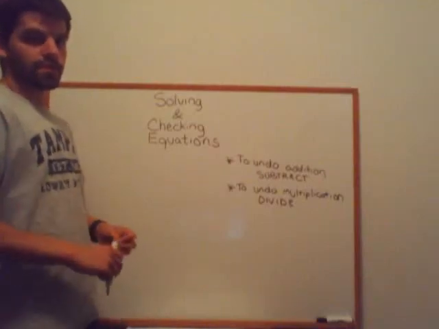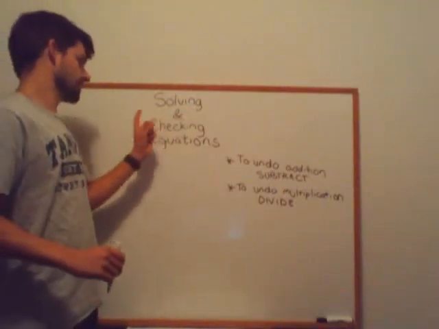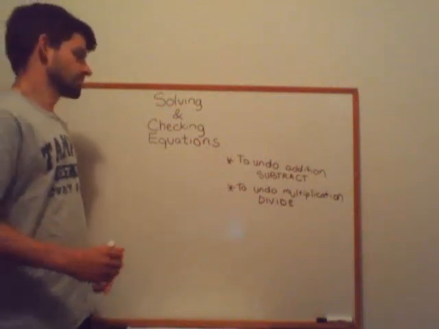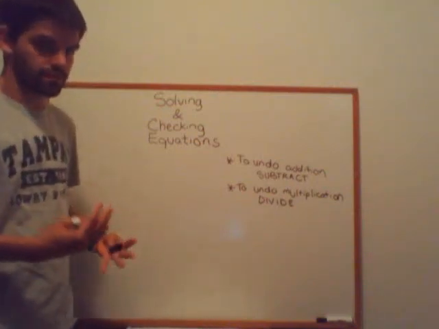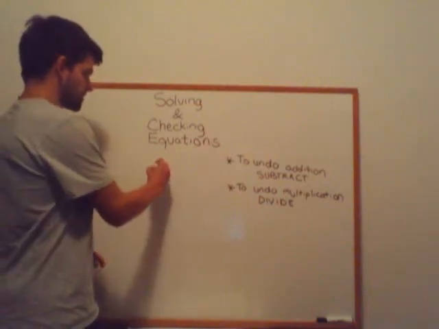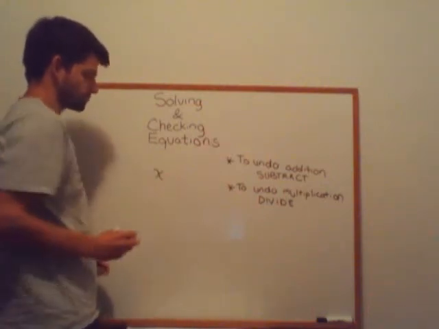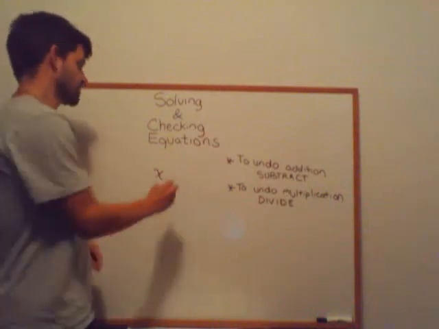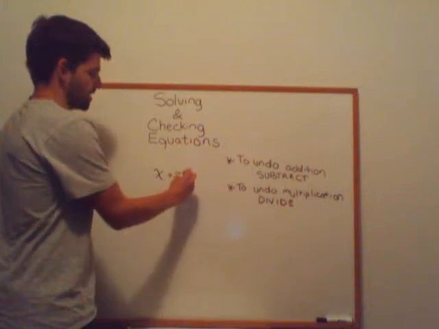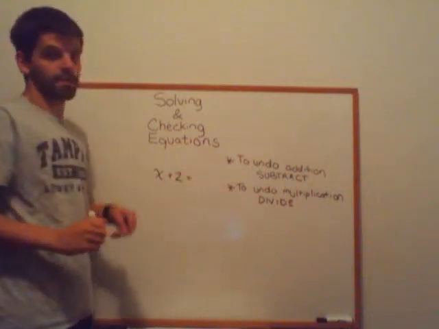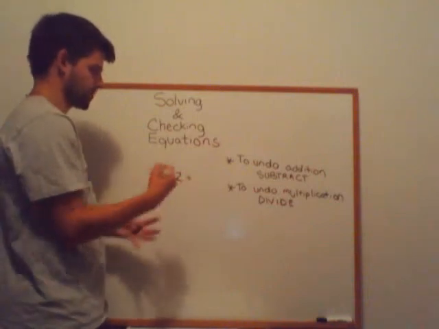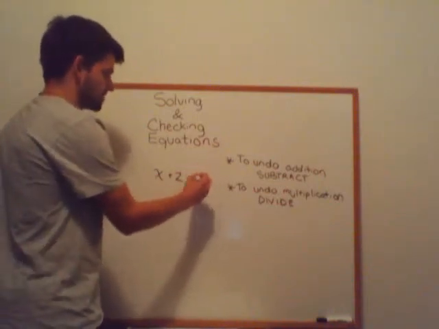Alright guys, in this video we're going to be talking about solving and checking equations. With equations we always have a standard setup with these types of problems. We're going to have some variable and something's going to be done to it, and on the opposite side of the equal sign we're going to have some other arithmetic or equation or something to solve.